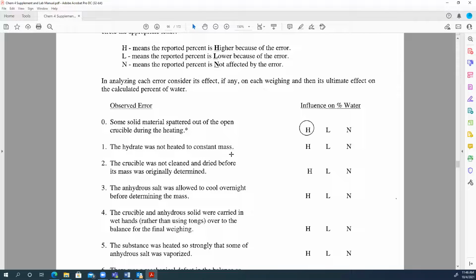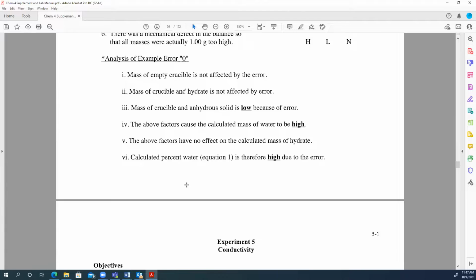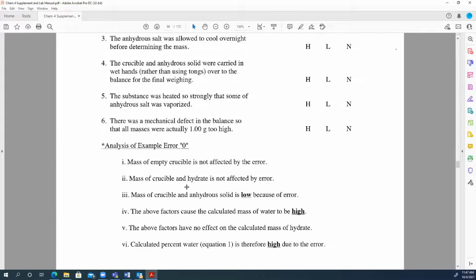The hydrate was not heated to constant mass. That means it appears to be less water, because we didn't get all the water out, and there should have been more water. And so different things here. Okay, any questions on this?